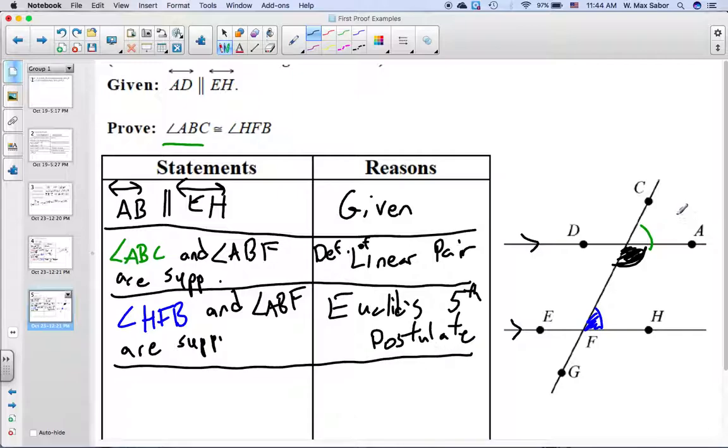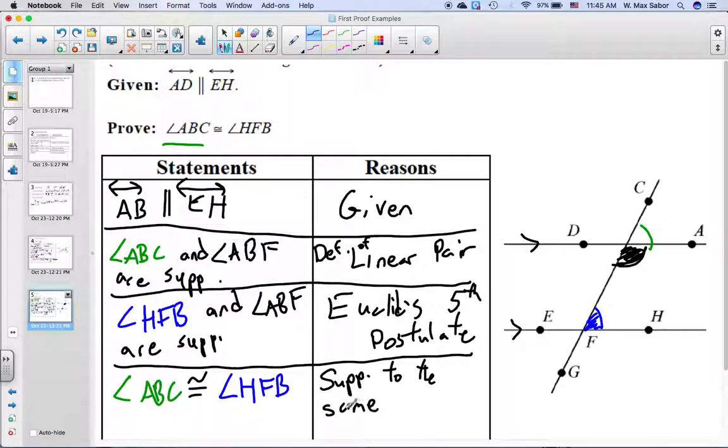And now, once again, we have two angles that are supplementary to ABF. So because they're both supplementary to ABF, then they must be congruent. Angle ABC is congruent to angle HFB, and that's because they're supplementary to the same angle. And which angle are they both supplementary to? They're both supplementary to angle ABF.